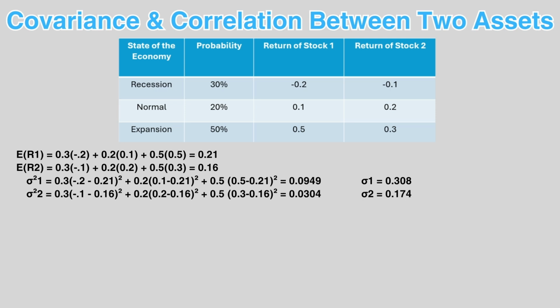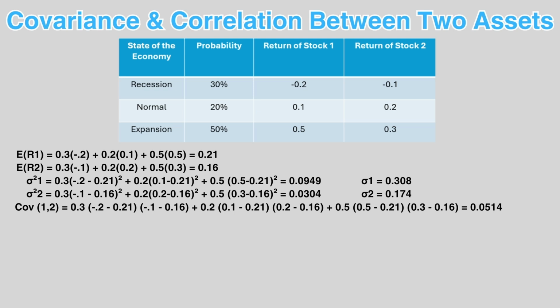Now that we have the variance of stock 1 and 2, we may as well calculate the standard deviation next, because we will need that for the correlation calculation coming up. Remember, the standard deviation is just the square root of the variance. So to calculate the standard deviation for stock 1, we can just take the square root of 0.0949, and you get 0.308. That is rounded to 3 decimal places, and we're going to do it for stock 2 as well, just to keep things simple. We can take the square root of the variance of stock 2, and when you do that, you get a standard deviation of stock 2 of 0.174.